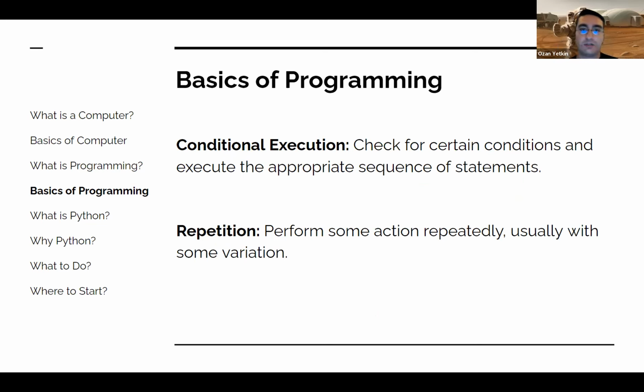Conditional execution is about checking certain conditions and executing the appropriate sequence of statements. It's like checking the oxygen level each day and seeing if it goes below the survival limit, or if it's okay for human beings to survive in that habitat. You can think of it like that.